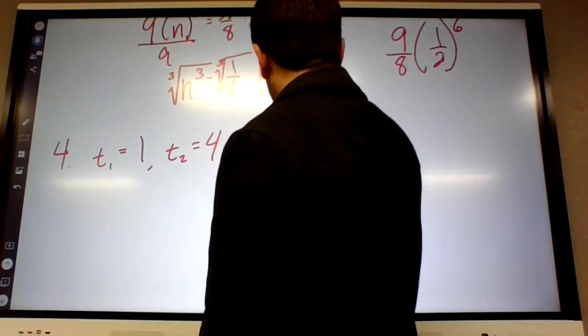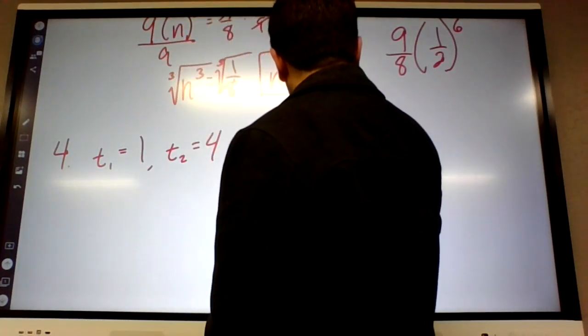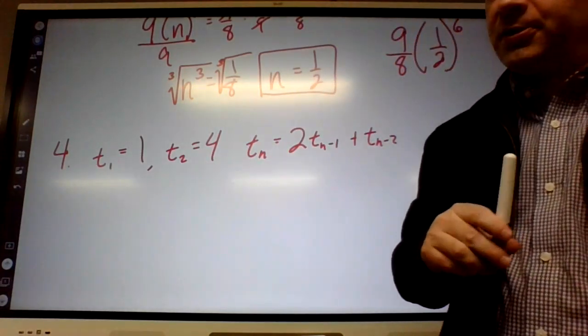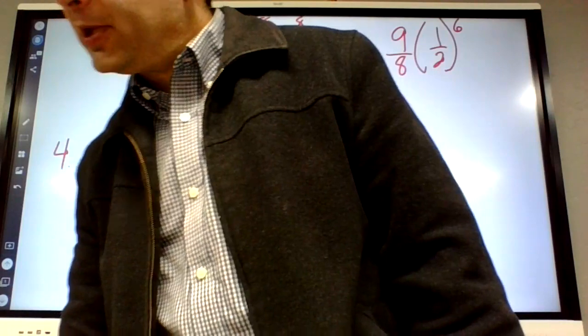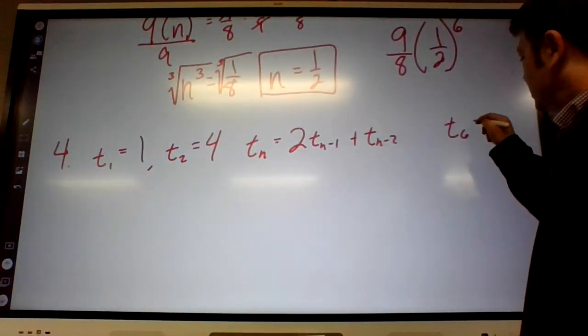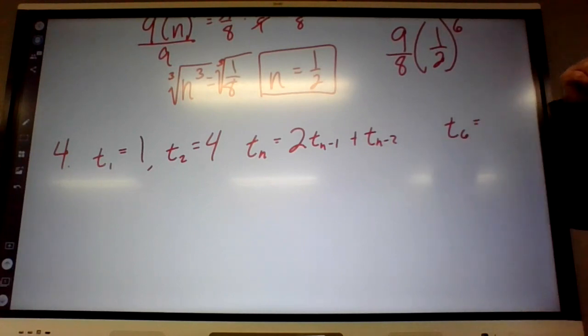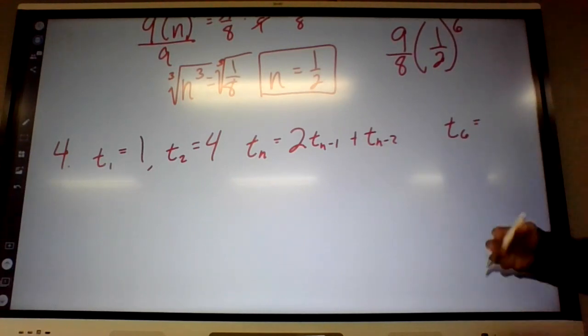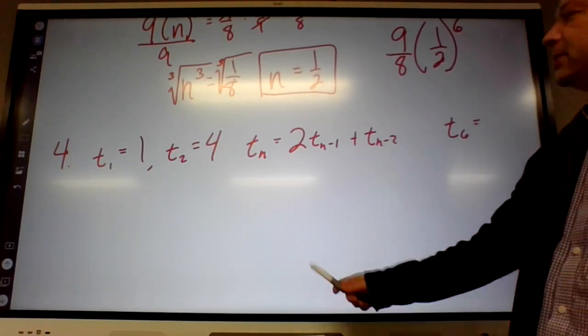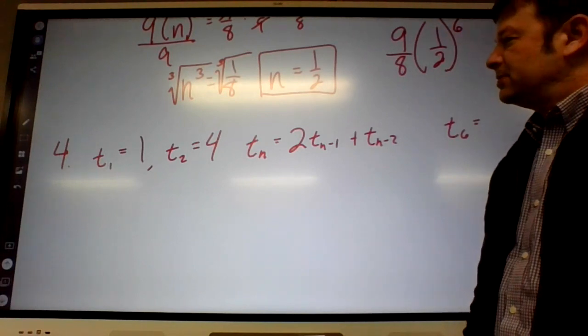Could you just plug in 6 and 2? So this is a recursive definition, and we have to find the 6th term. No, we can't plug in 6. Where would you plug in 6 at? Plug 1 and 4 into that thing, right?